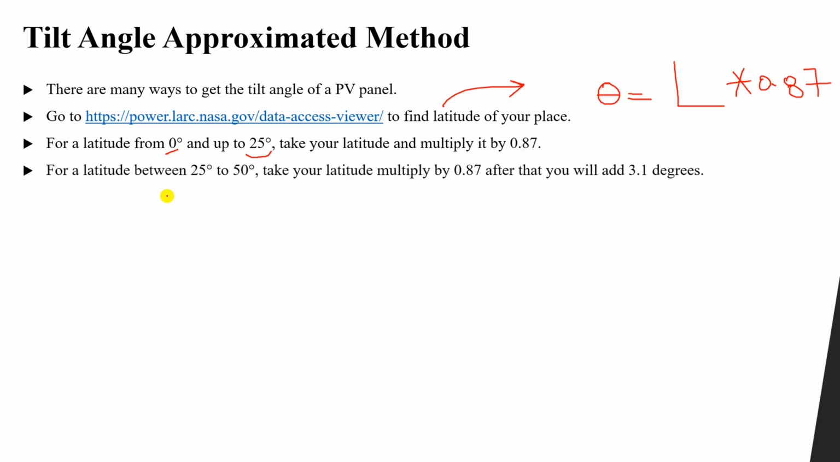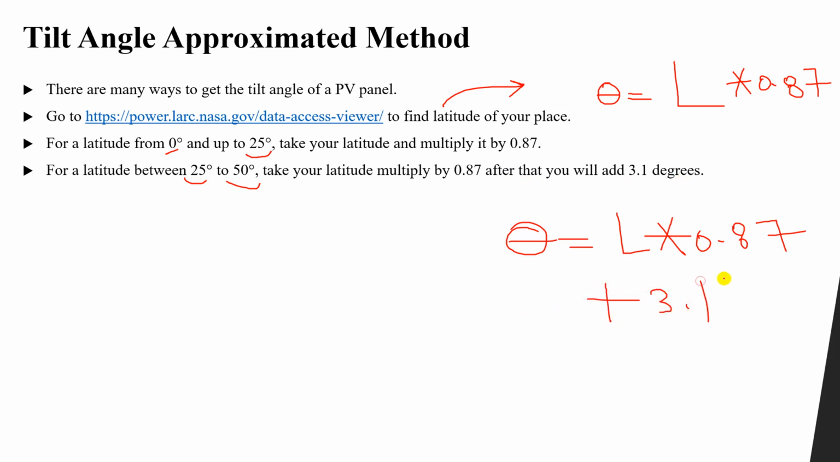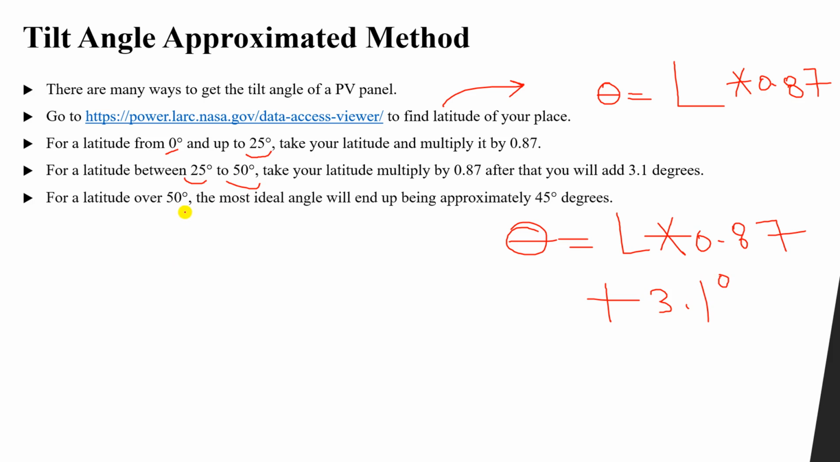Second, if the latitude of your location is between 25 and 50 degrees, then theta will be the latitude multiplied by 0.87, and after that you add 3.1 degrees. Now, if your latitude is above 50 degrees, then the most ideal angle is 45 degrees. You will set it at 45 degrees.